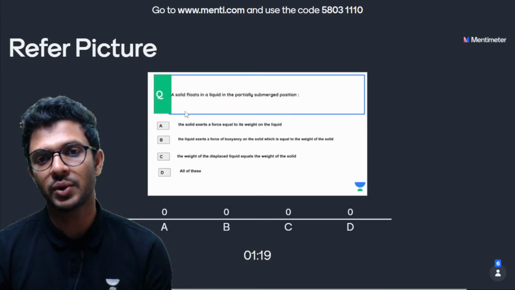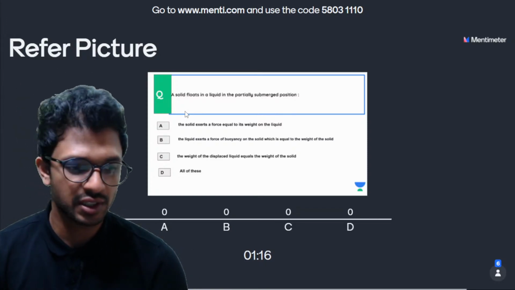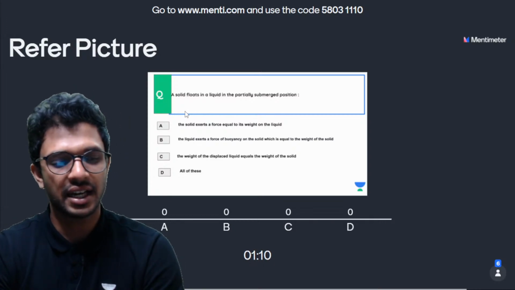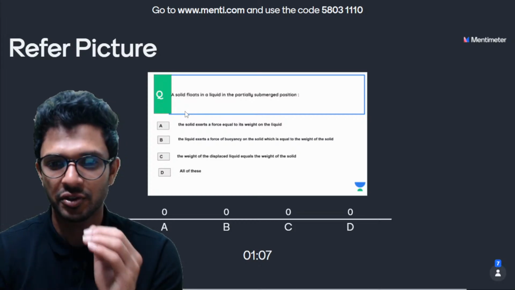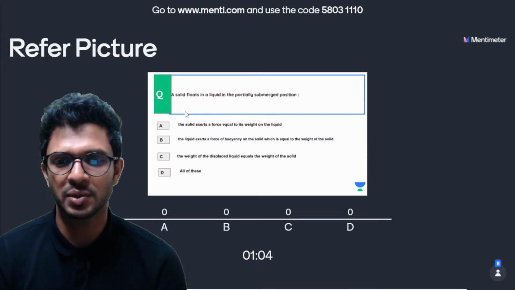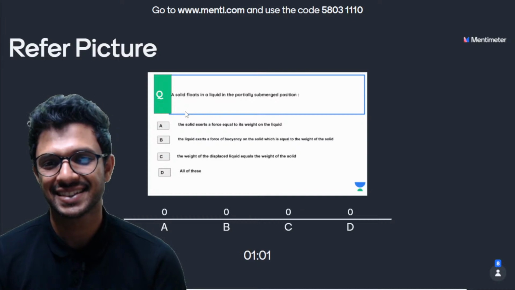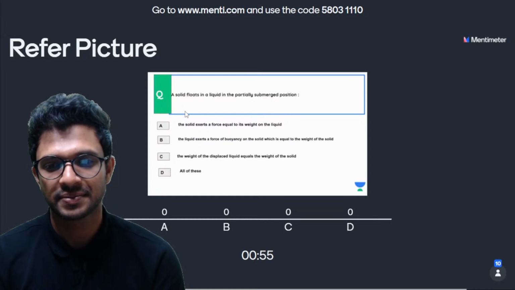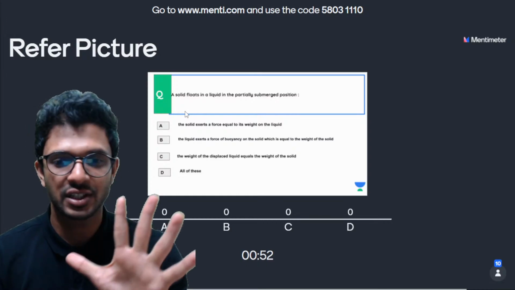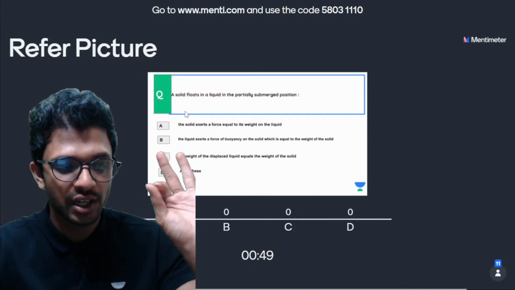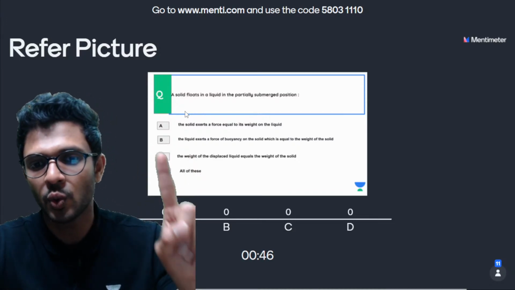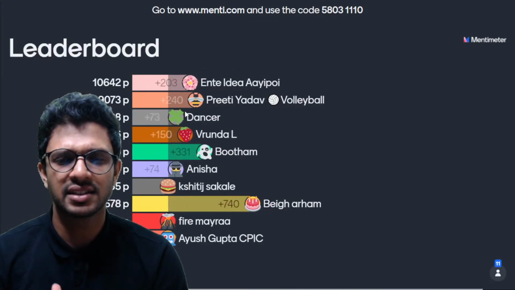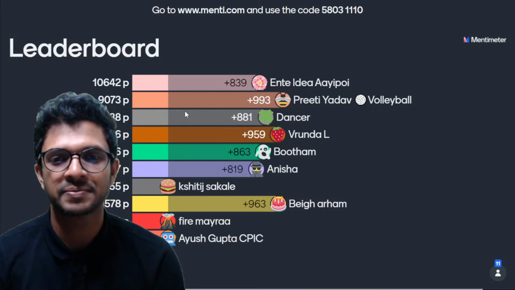Solid floats in liquid in the partially submerged position. Options are given, and you will have 15 seconds more, children, to mark the answer, because it's a very simple question. Last 10 more seconds, mark early everyone. Last 5 more seconds to answer. In 5, 4, 3, we will be ending the quiz after that. 2, 1, and time is up. Because that much time is not needed. It's a simple assertion reason type question, right?